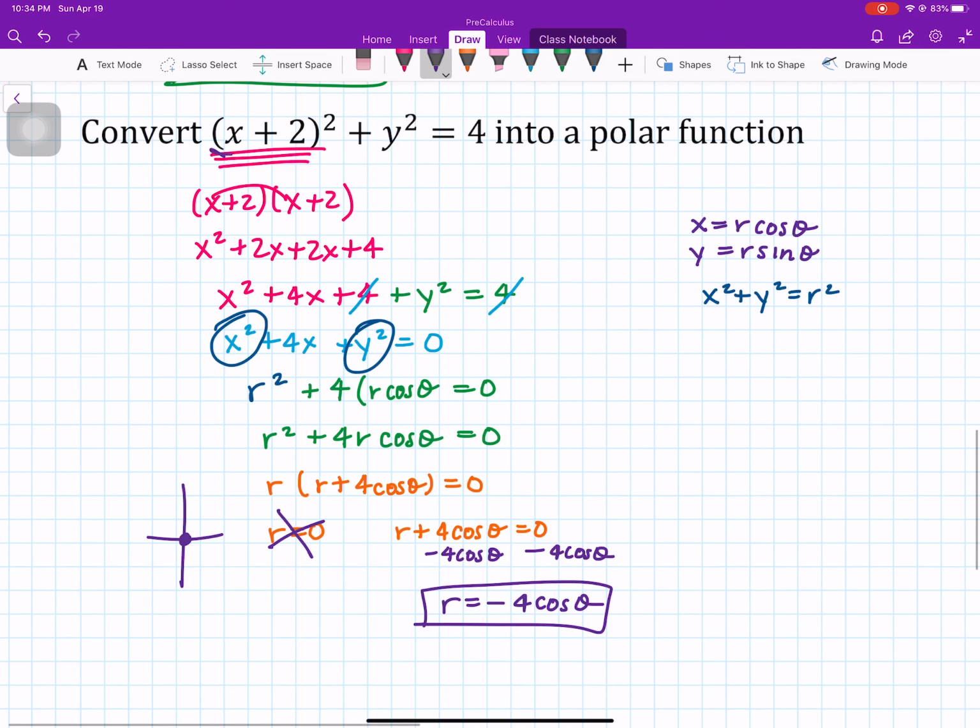So my tip to you here is in these more complicated problems like this example, go ahead and try to FOIL things out before you substitute. A lot of times it makes life easier on you.